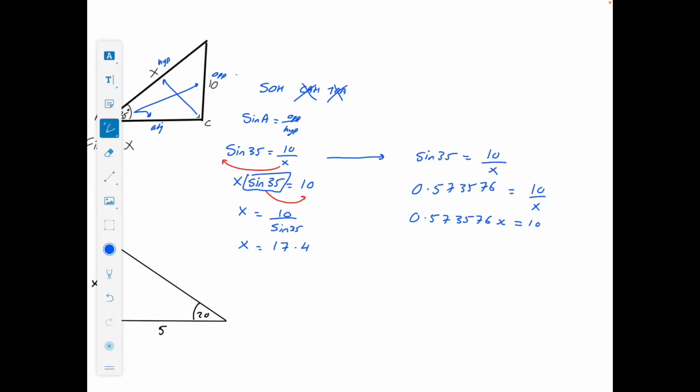Now again, I'm just going to go up here. We're just going to think about this in very plain algebra. If we had 2x is equal to 10, you divide both sides by 2, you'd be left with x is equal to 10 over 2. This is just not so nice a looking number. So we're going to divide both sides by that. So you'll be left with x is equal to 10 divided by 0.573576. Put that into your calculator.